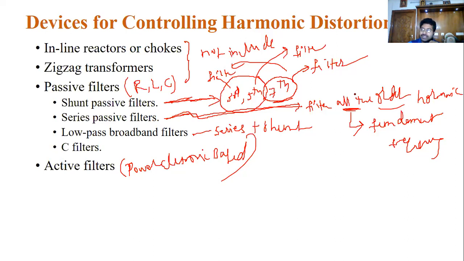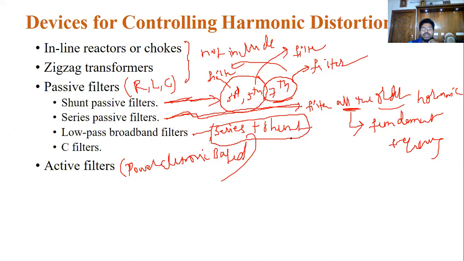So that is the advantage. At the same time, that is also the drawback. What is the drawback? It can also eliminate the fundamental frequency harmonics, nothing but fundamental frequency currents. Now see this. By using the advantages of these two, shunt filters as well as series filters, you can design another type of filter that we can call a low pass broadband filter.